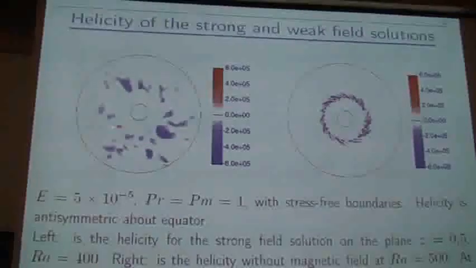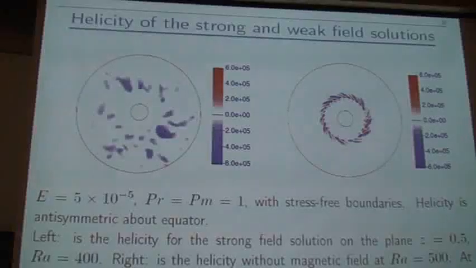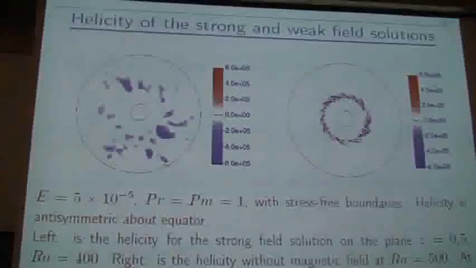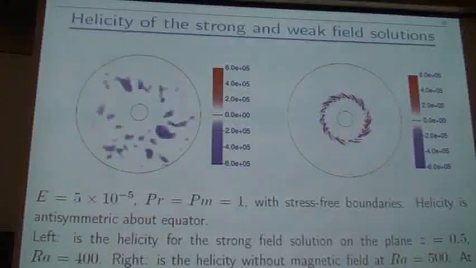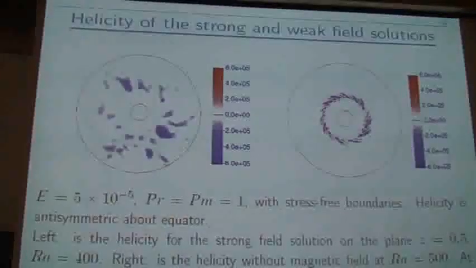This is the plot of the helicity. Now, this is in a Z-plane, and you can't take the equator as the Z-plane because the helicity is 0 on the equatorial plane because it's symmetric. So you have to take a cut in Z which is slightly above the equator, and I've taken it at 0.5. It's just sufficient to cut through the top of the inner core.